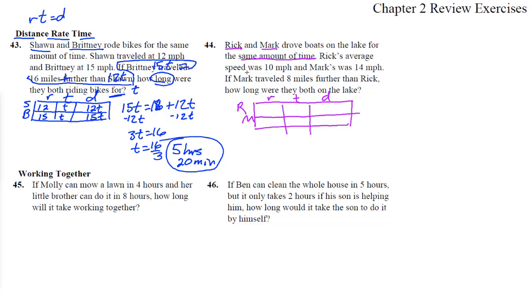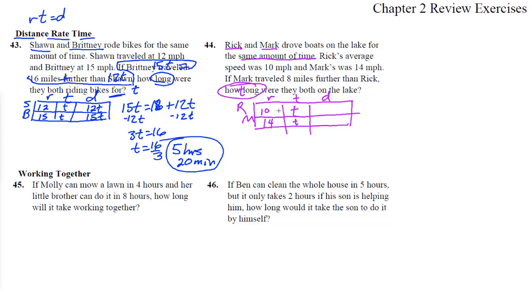Okay, Rick's average speed was 10 miles per hour. We just put a number there. Mark's was 14. Good. If Mark traveled 8 miles further than Rick, how long were they both on the lake? Again, how long? That's t. We're looking for t. So let's read through it one more time. Rick and Mark drove boats on the lake for the same amount of time. So t goes here and t goes here.